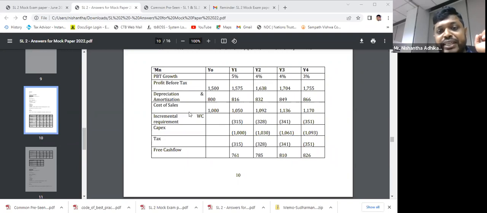The cost of sales figure has been taken in order to take the increase in cost of sales and in order to determine the incremental working capital. That was the reason. Otherwise, there's no meaning of giving the figure here. Okay, when you're going to calculate free cash flow: profit before tax plus depreciation and amortization, plus or minus incremental working capital, minus capex, minus tax, then free cash flow.